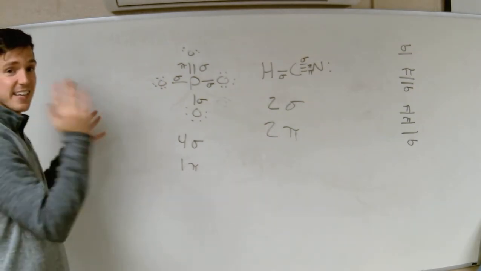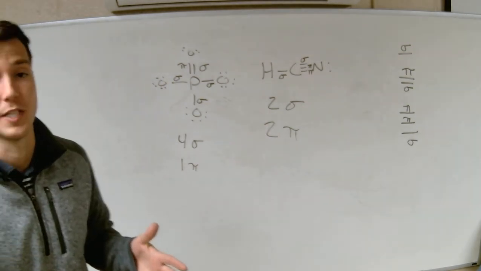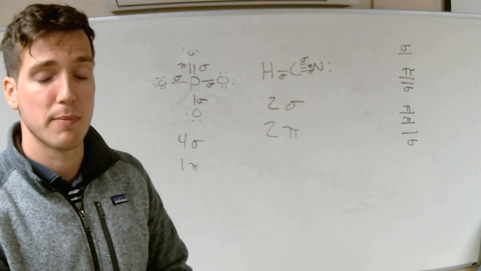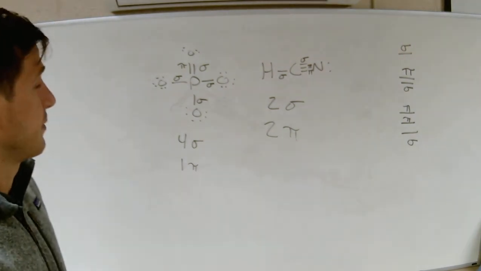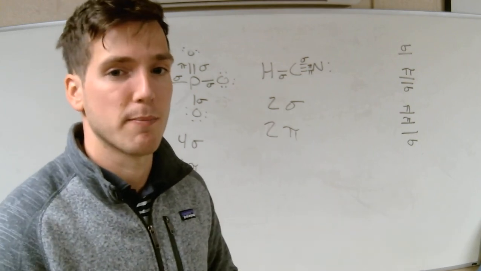That is it for molecular geometry. Make sure that you're studying that paper and you know your shapes, you know your bond angles, you know your polarities, we know our hybridizations, and we know our sigma and pi bonds.